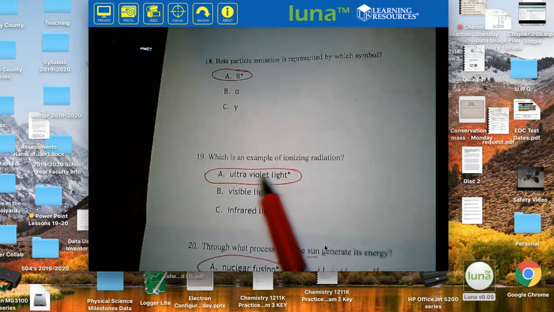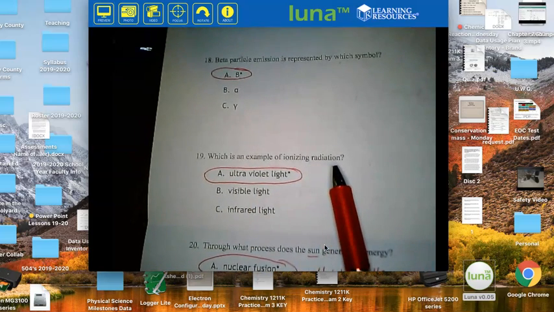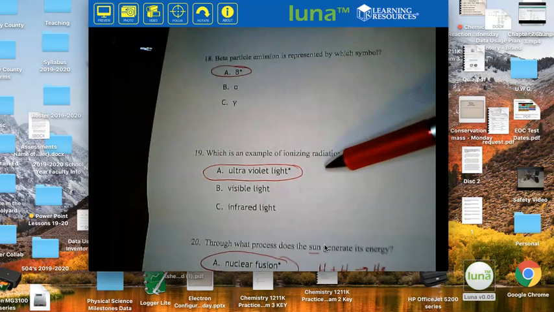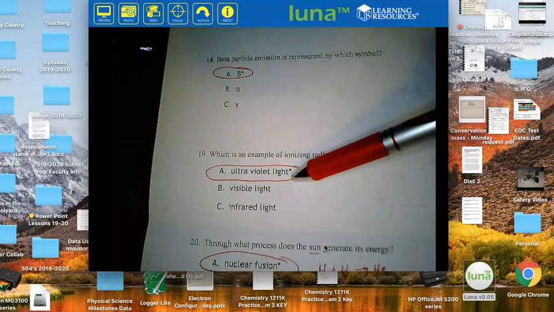Number 19, which is an example of ionizing radiation? So that's radiation that can cause biological harm to your cells. We know ultraviolet light can cause skin cancer. It causes you to peel if you go out in the sun too long, and the reason for that is it's killing your skin cells, and that's why you're peeling.